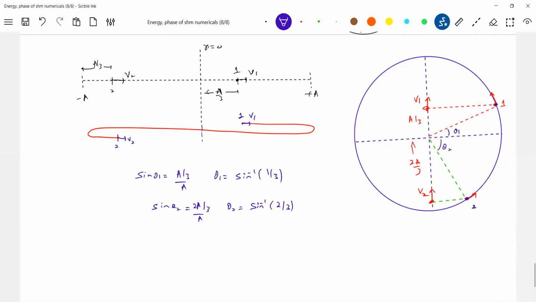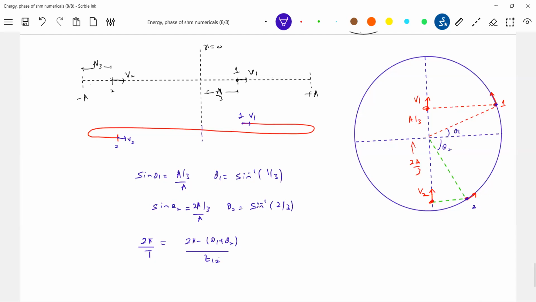We wanted that time. So theta 1 plus theta 2. The time taken to complete one oscillation is for how much angular displacement? 2 pi radian. So for the angular displacement of 2 pi minus (theta 1 plus theta 2), what is the time taken? T1 2, to move from 1 to 2.